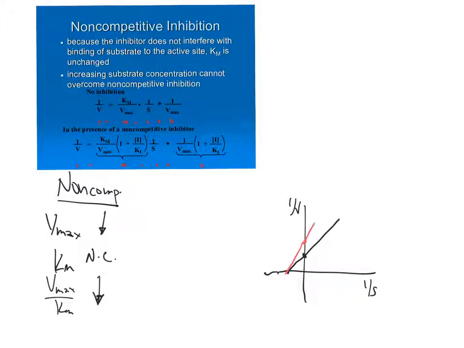That's not too bad. So in the Lineweaver-Burk, they meet on the x-axis. Competitive meets on the y-axis. Non-competitive meets on the x-axis. Uncompetitive are parallel. And mixed, they meet in that quadrant off of everything.